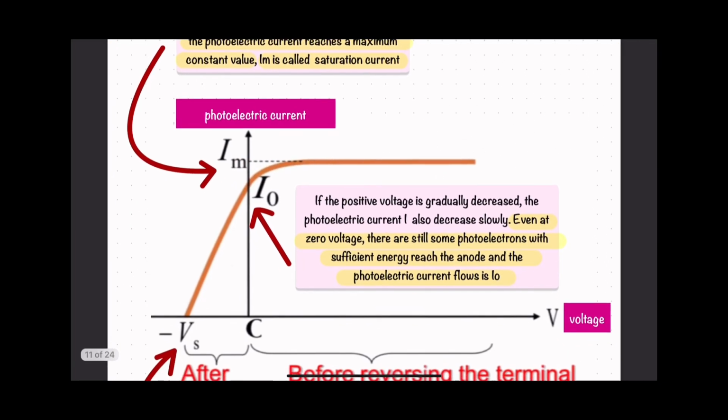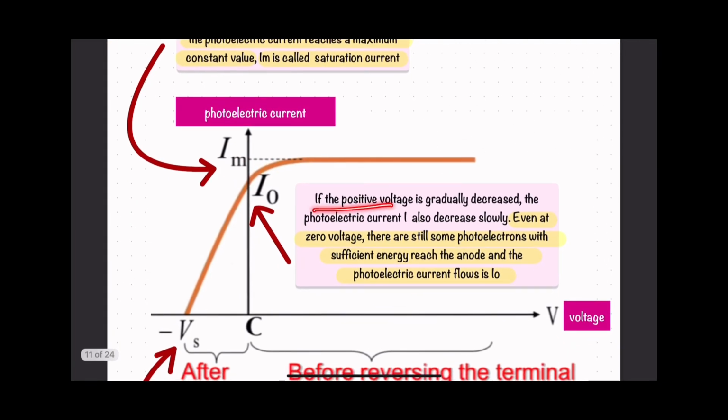Kenapa berlaku drop? Because nilai positive voltage is gradually decrease sebab dah terlampau banyak photoelectron yang reach pada anode kan. So at this time, bacaan photoelectric current akan berkurang. So daripada saturation tadi dia akan berkurang menjadi I0. So pada masa I0 ni kalau you perasan voltage you kosong. Okay, sebab tu dia kata even at zero voltage there is still some photoelectron with sufficient energy reach the anode and the photoelectric current flow is I0.